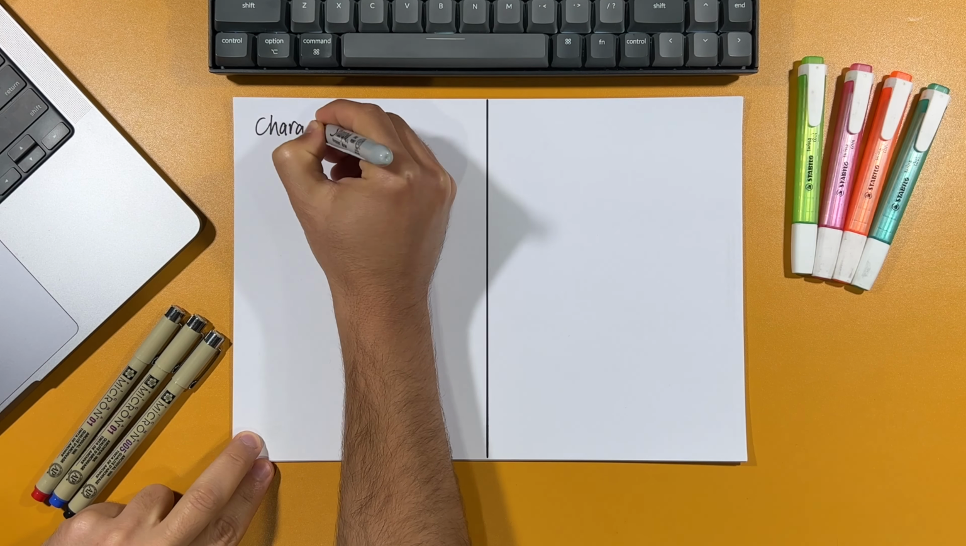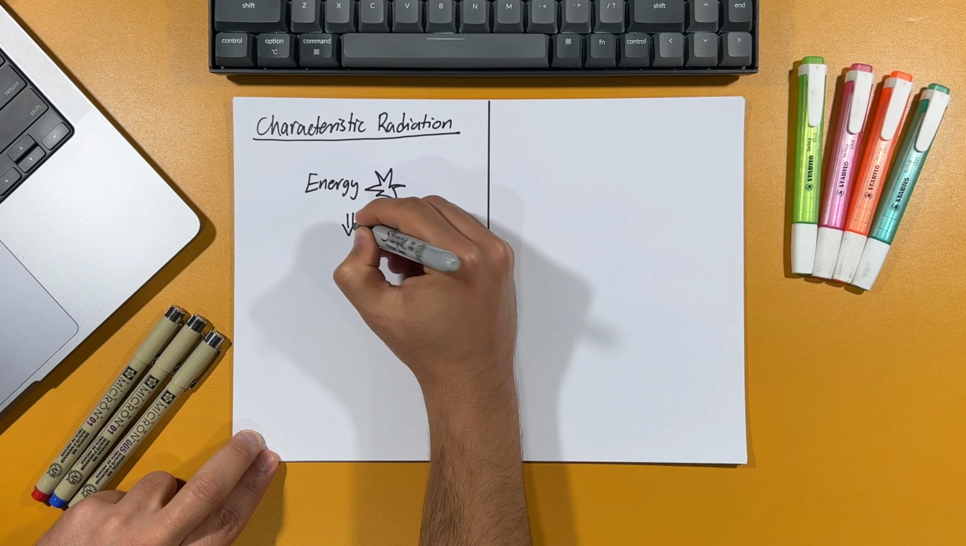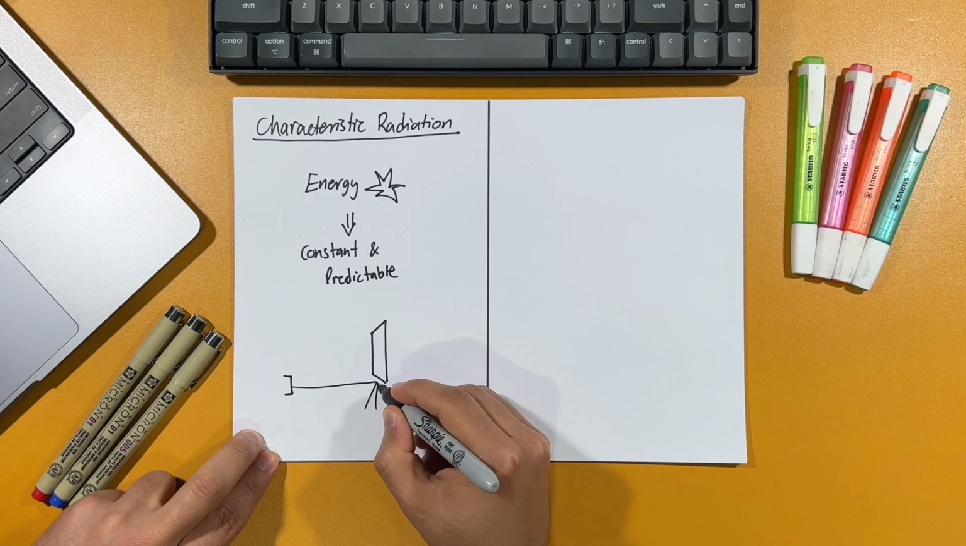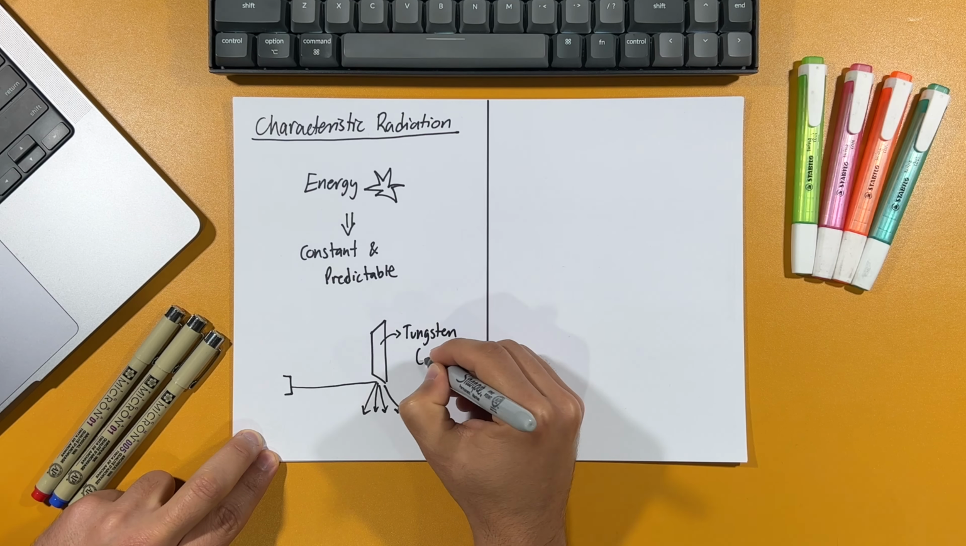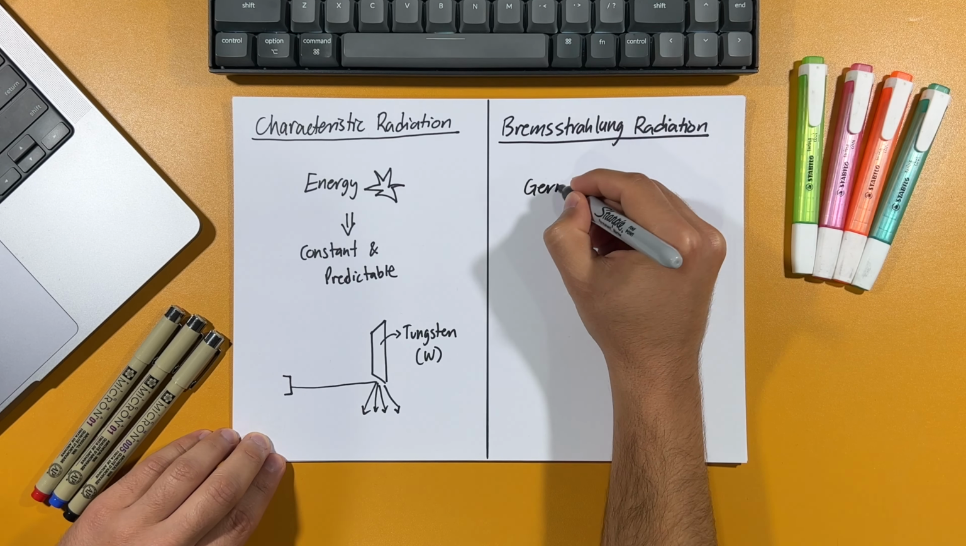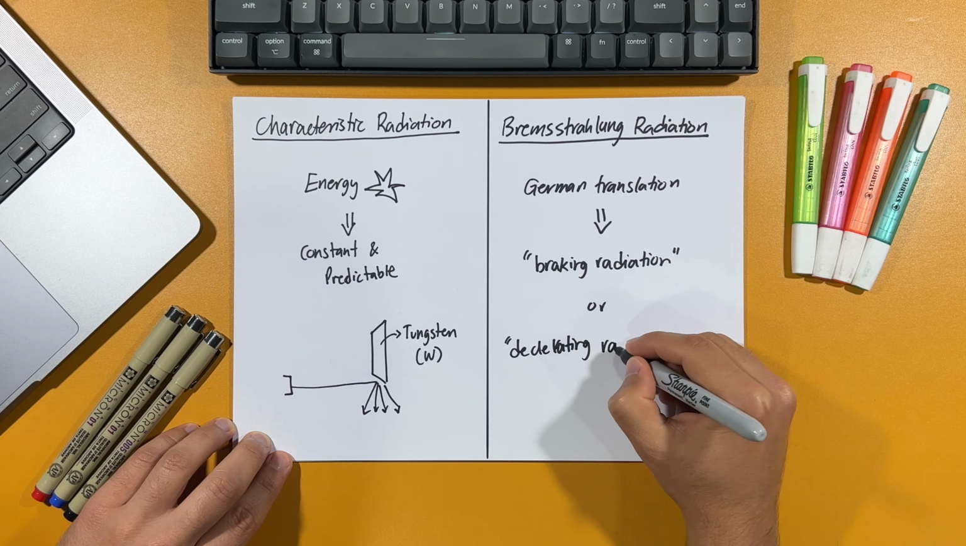In a nutshell, characteristic radiation gets its name from the fact that the energy produced is constant and predictable, depending of course on the anode material within the X-ray tube target. That is, what specific element it's made of, which could be for example tungsten. Whereas Bremsstrahlung radiation gets its name from the German word that literally translates to braking radiation or decelerating radiation.